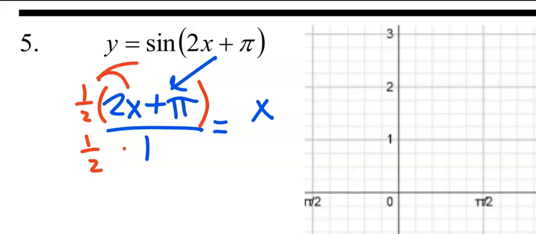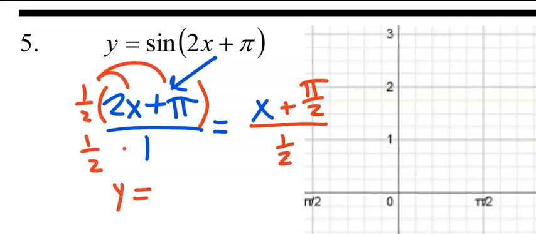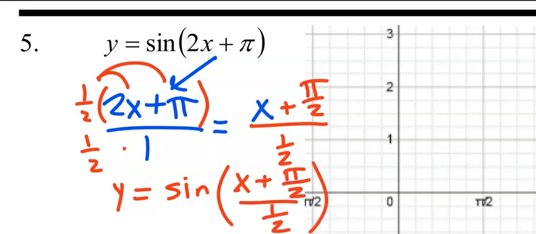So when you distribute that, what do you end up with? X plus pi over 2. Don't say half pi. I know it's the same thing, but people on the street will make fun of you. Okay, and then 1/2 times 1 on the bottom. So the fireproof form of this equation is really sine of x plus pi over 2 divided by 1/2.